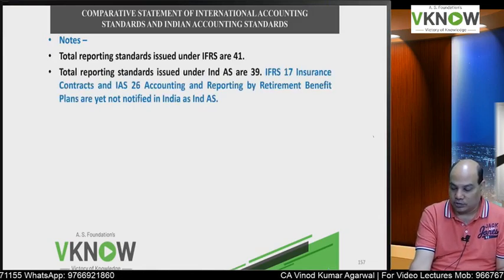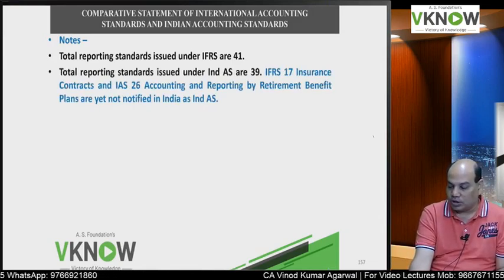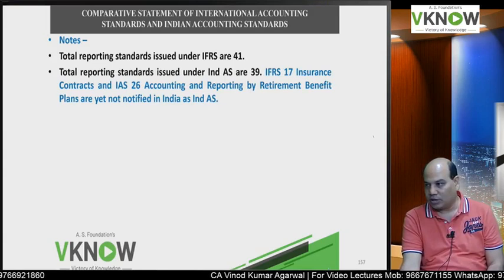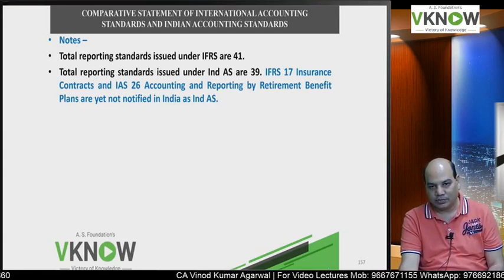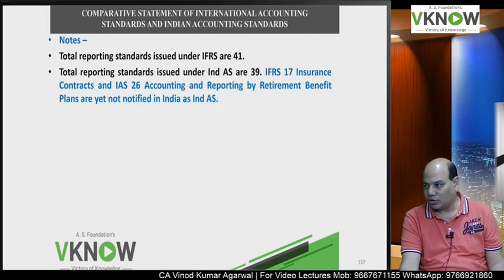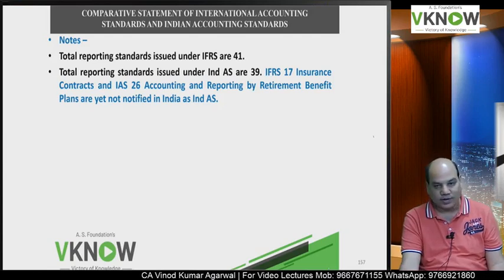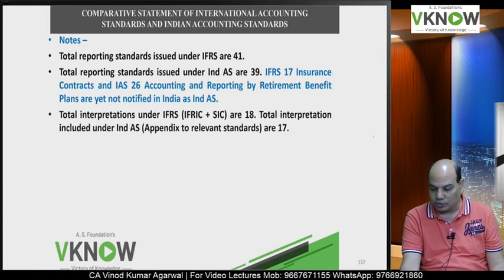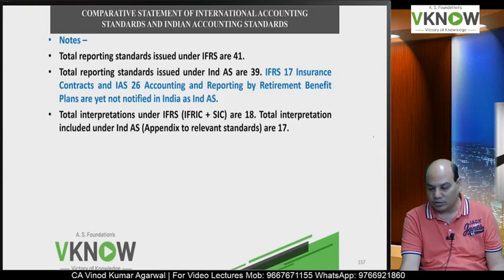So the next point is that the total reporting standards issued are 41 under IFRS. But in India, the reporting standards issued are 39. IAS 26 is not yet issued and IFRS 17 is not yet issued. IFRS 17 and IAS 26, as I have told you, are not yet notified in India.